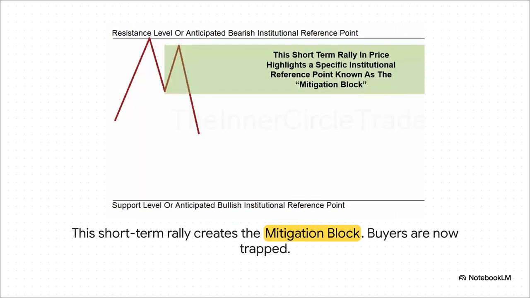Okay, now pay close attention here. See that little short-term rally inside the M pattern? From that short-term low up to the short-term high, that whole range, that's our mitigation block. So why is that important? Well, think about it. Anybody who bought in that little zone thinking, hey, this thing's going higher, they're now completely trapped. The floor just fell out from under them and they're holding a losing trade.